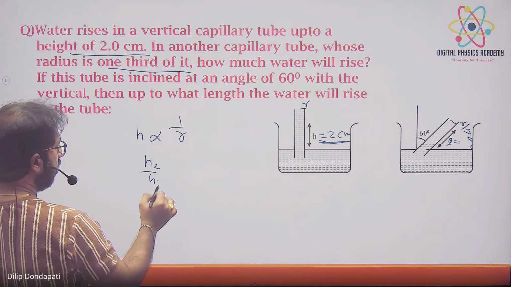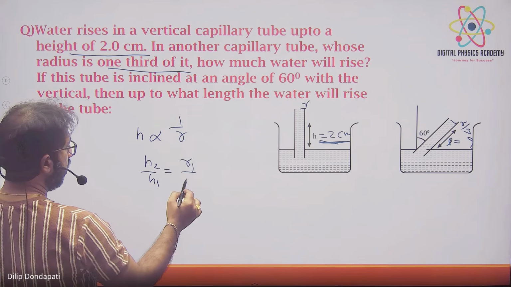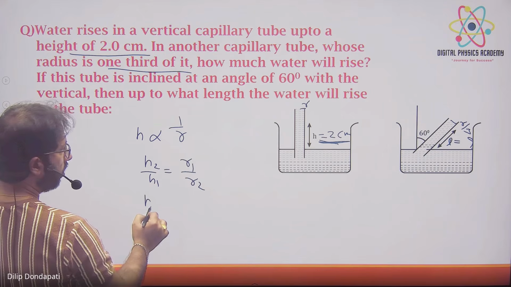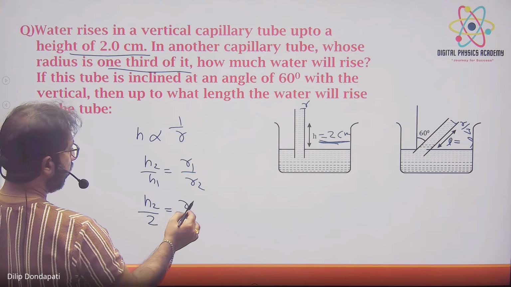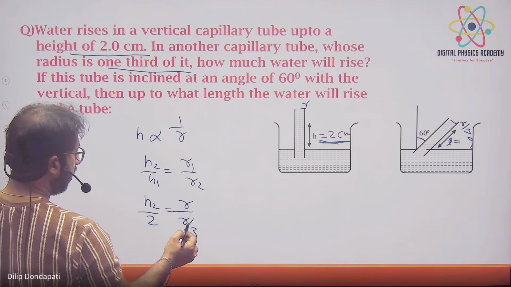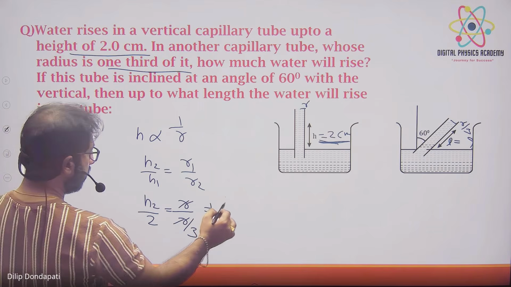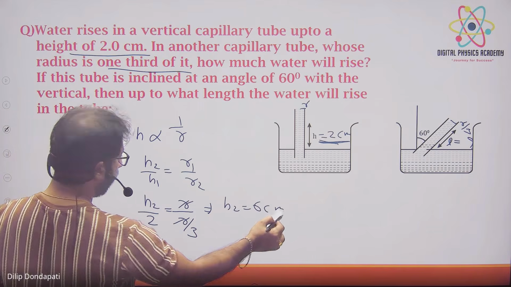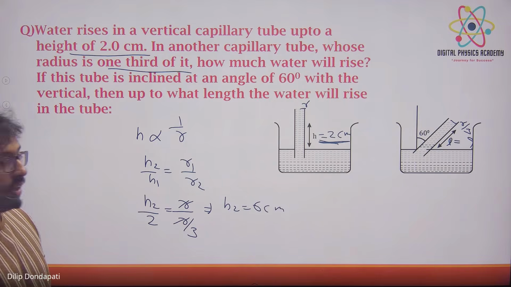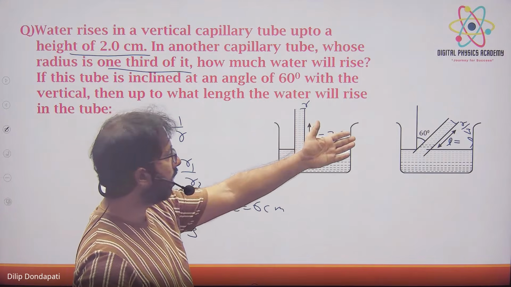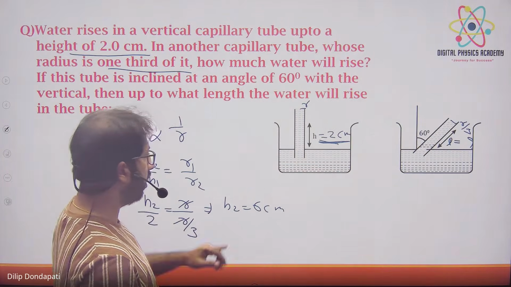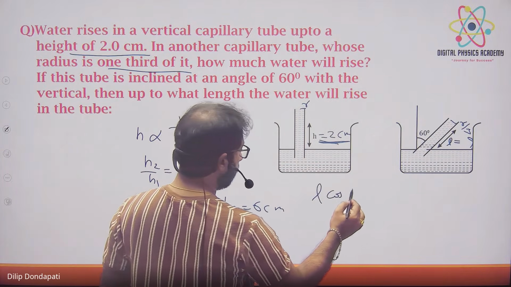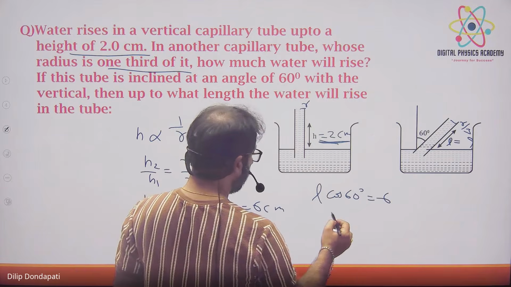H2 by H1 is equal to R1 by R2. So H2 by H1, that is H2 by 2, is equal to R1 by R by 3. So upar 3, H2 is 6. Now h2 is 6. Now if I incline the tube, L cos 60 is equal to 6. Cos 60 is 1 by 2, so L is 12.